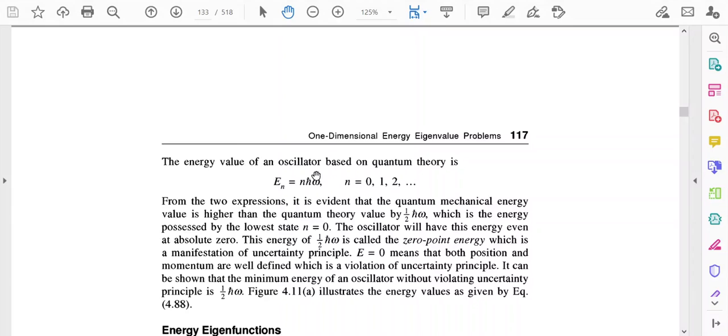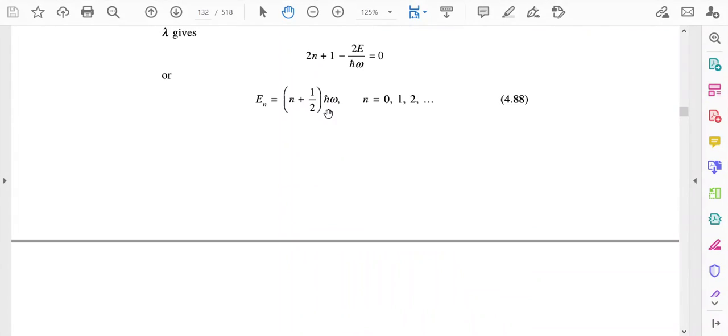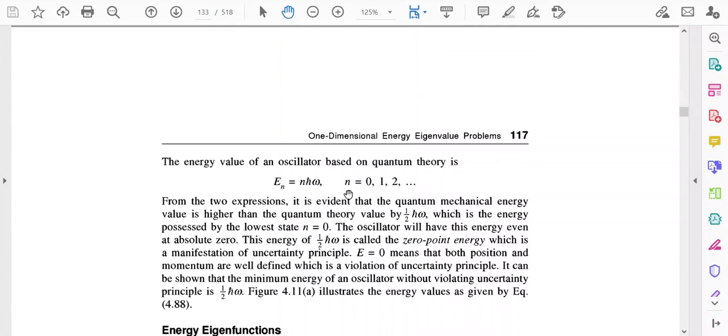But from the expression of E_n in the old quantum theory, we see a difference. From the two expressions, it is evident that the quantum mechanical energy value is higher than the old quantum theory value by half h cut omega. If we put n equal to 0, the lowest value is half h cut omega here, but in the old theory n starts from 0, so the lowest value is 0. So from the quantum mechanical expression, the lowest value is half h cut omega, not 0, but the spacing is h cut omega in both cases.